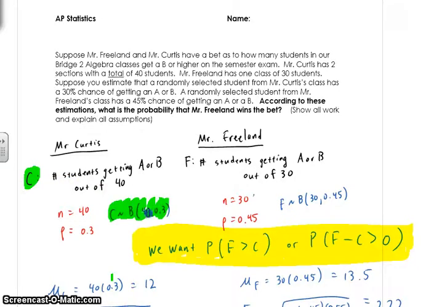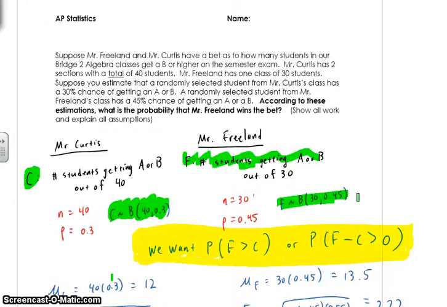Okay, so you already have the solution, so I'm going to go through that really quick. I've got these two random variables: the number of students in Curtis's class that get A's or B's, and the number of students in Freeland's class that get A's or B's. Those are binomial. Those are the parameters of the two binomial models. The probability we want is right here: the probability that Mr. Freeland outscores, in terms of number of students with A's or B's, Mr. Curtis. Now, if we use two binomial models, this is going to be a hard problem.